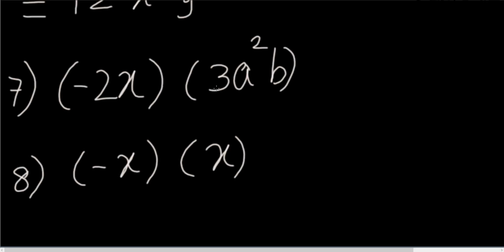Negative 2x times 3a squared b. So negative 2 times positive 3 is negative 6. And then we have x here. There is no other x in this term, so you're going to write it as it is, x. Then we have a squared, which remains as it is because we don't have any like variable, and b.